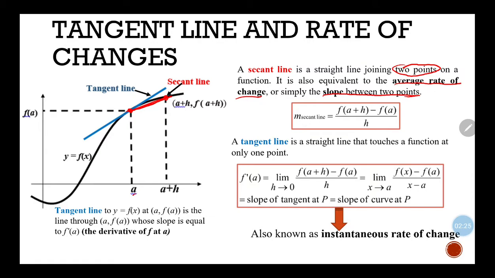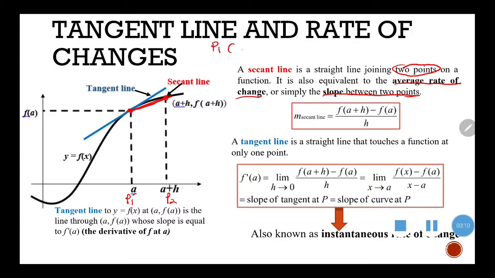Okay, to find the slope, we use this equation, which is f(a plus h) minus f(a) over h. Okay, how can we get this equation? I will show it to you now. Okay, let's see. Let's name this A here as P1 and this one here as P2.